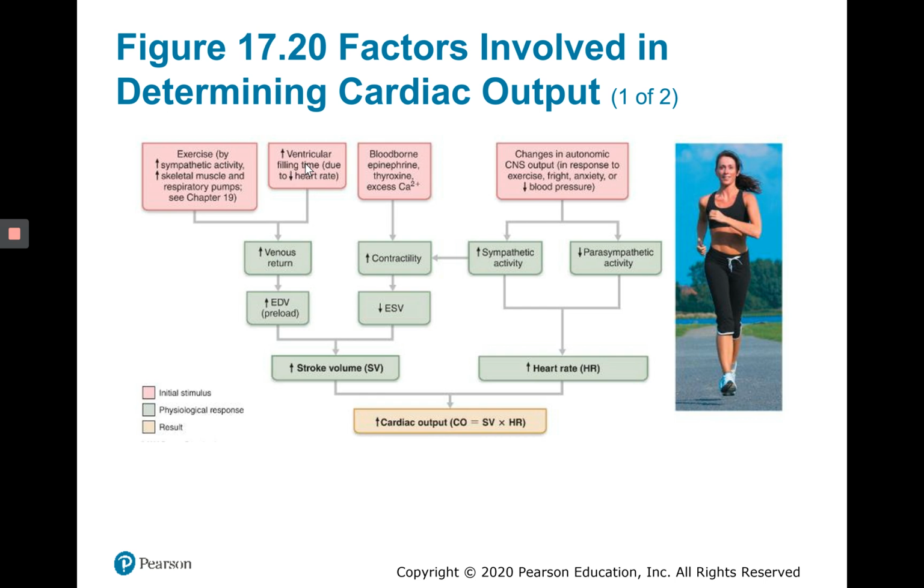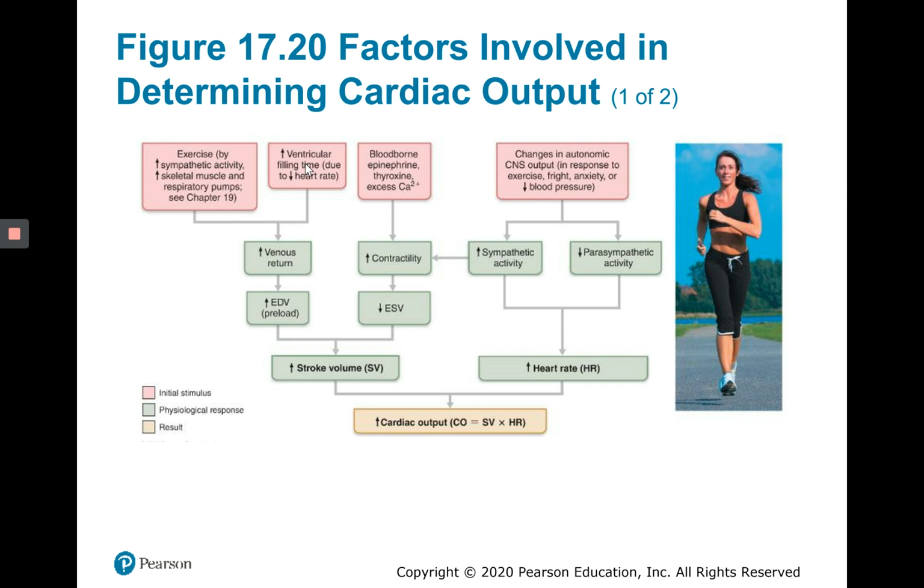You may also see that blood-borne epinephrine, thyroxine, and excess calcium ions can increase heart contractility, which decreases end-systolic volume, which is the amount of blood we saw at the end of isovolumetric contraction after ventricular ejection, or you could even say the amount of blood that is in the ventricles during isovolumetric relaxation. So if you increase EDV and decrease ESV, you're ultimately going to be increasing stroke volume. And that's because an equation involving EDV and ESV dictates the amount of stroke volume, or amount of blood leaving per heartbeat.